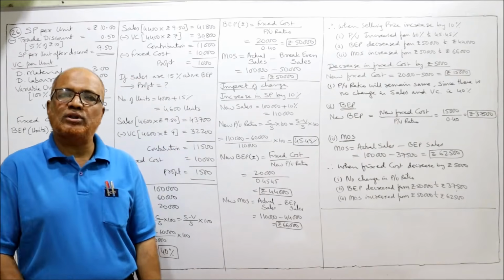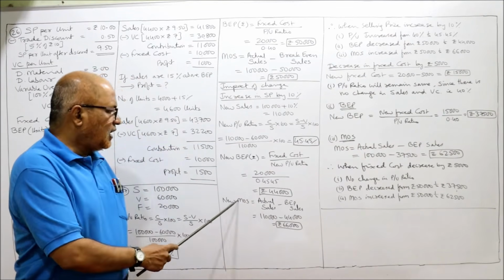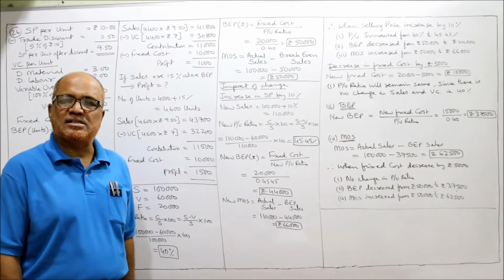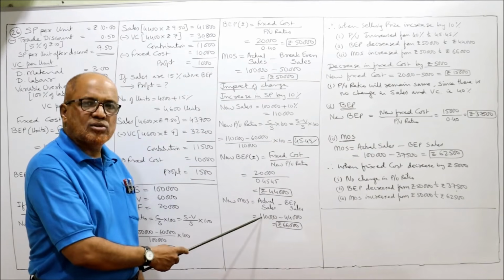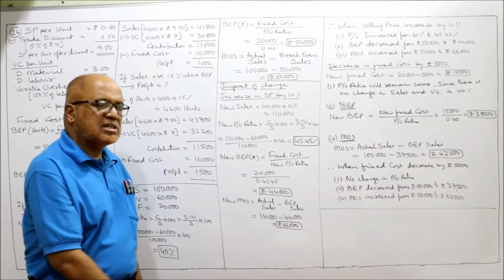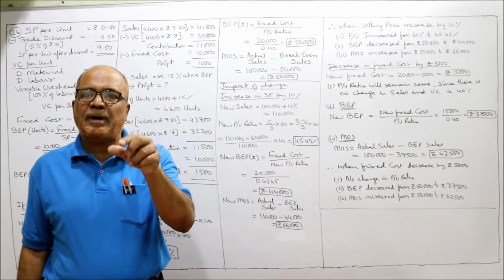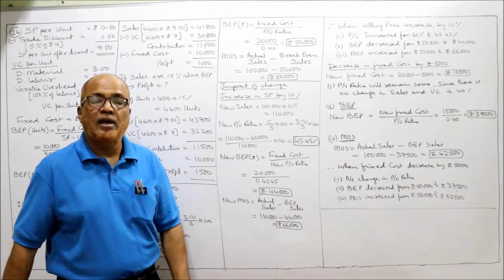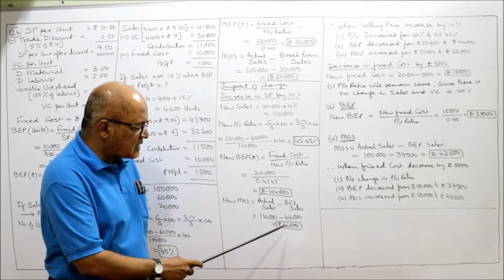So what is this 44,000? BEP. BEP 44,000. Now new MOS, margin of safety. Actual sales minus BEP sales. Actual sales 1,10,000. The sales are 1,10,000 and the BEP is 44,000. So 1,10,000 minus 44,000, 66,000. So when selling price is increased by 10%, our new PV ratio is 45.45. New break-even point is 44,000 and new margin of safety is 66,000.